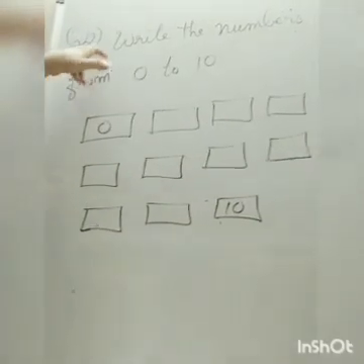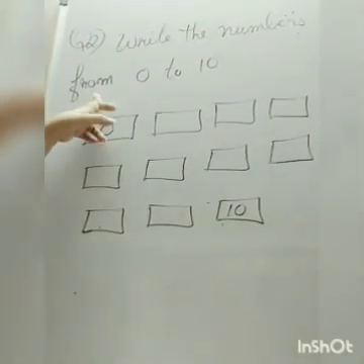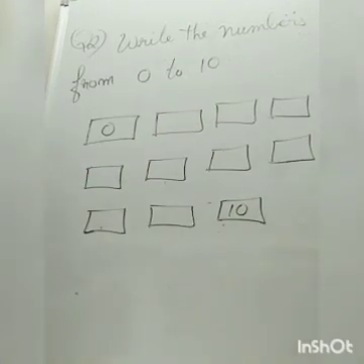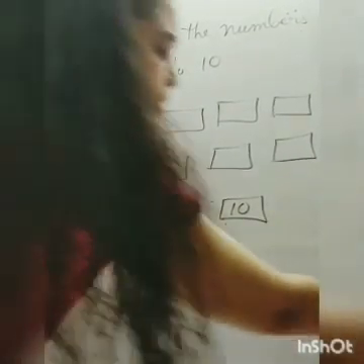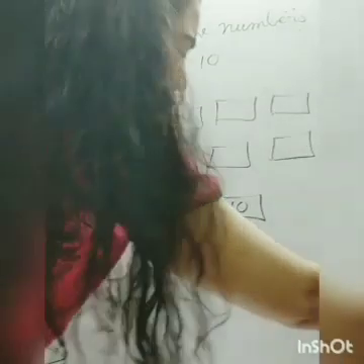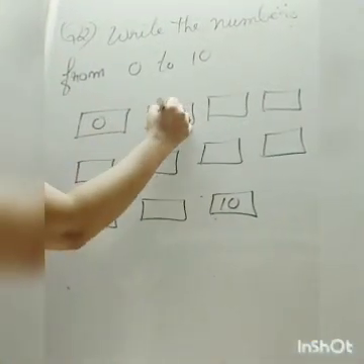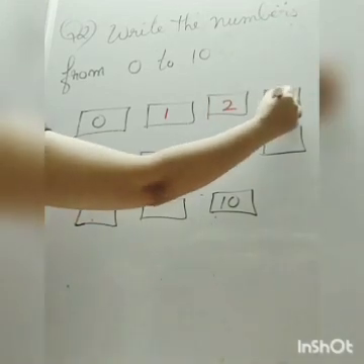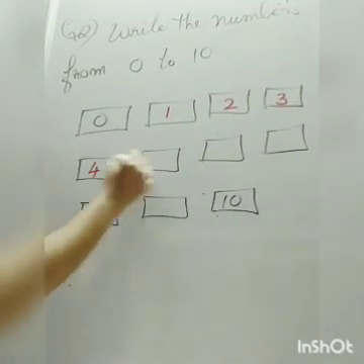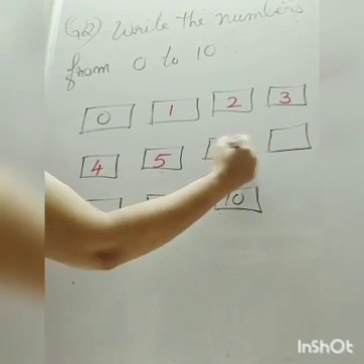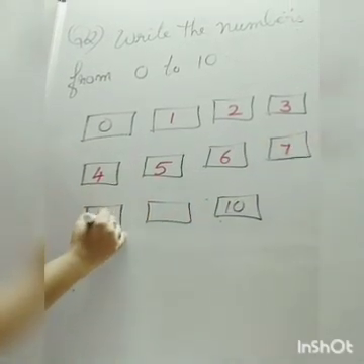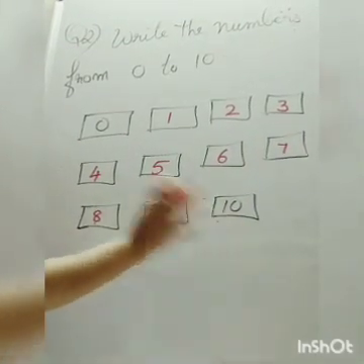Next question. Write the numbers from 0 to 10. Zero, 1, 2, 3, 4, 5, 6, 7, 8, 9 and 10.